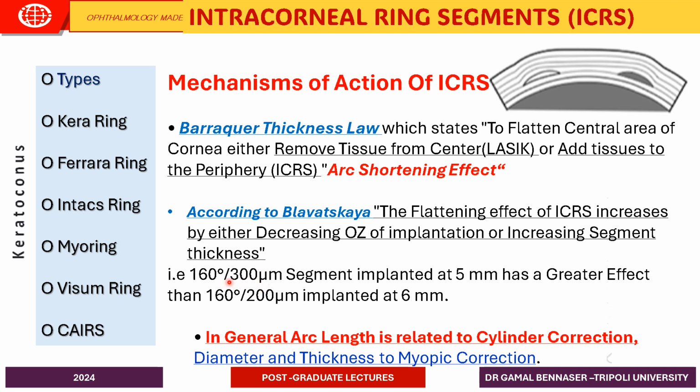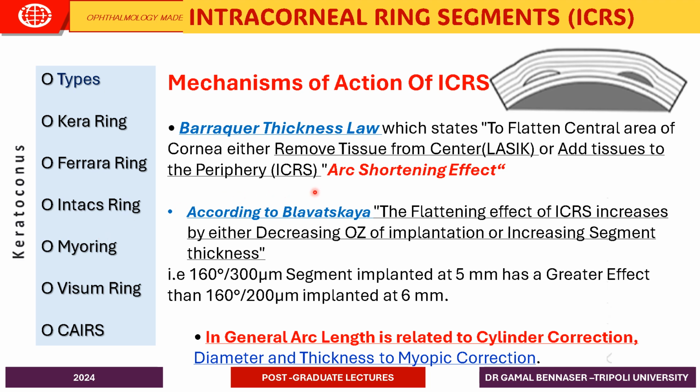And generally, the arc length is related to the cylinder correction. The smaller the arc length, the more the cylindrical component of the correction, and the larger the arc length, the more the spherical component of the correction. That's why the Mayo ring, which is around 340 degrees, is mainly used for the treatment of myopia.